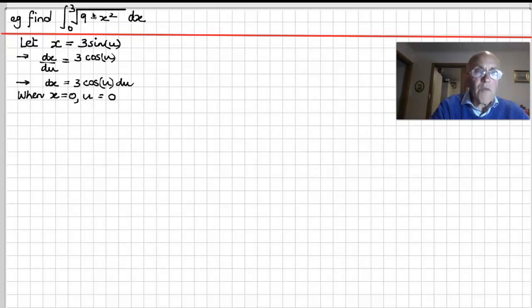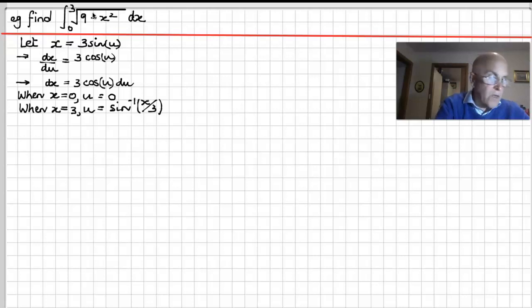Now, we've got to change our terminals. So now when we think about this, u is actually the angle whose sine is x over 3. You got that? So therefore when x is 0, u will be the angle whose sine is 0. When x is 3, of course, u is the angle whose sine will be 3 over 3.